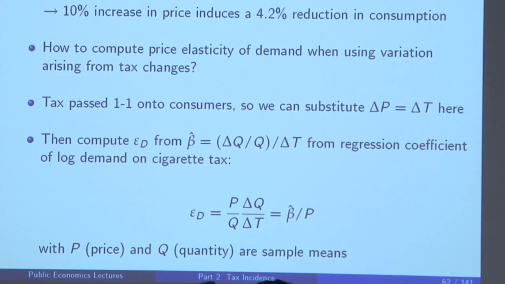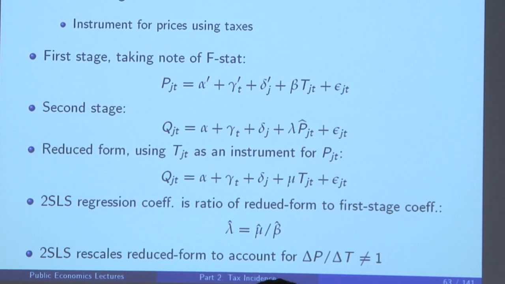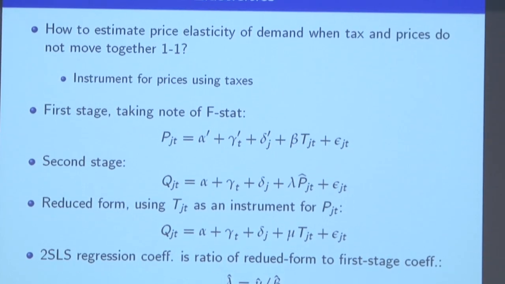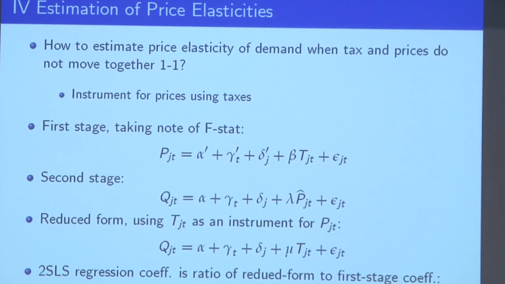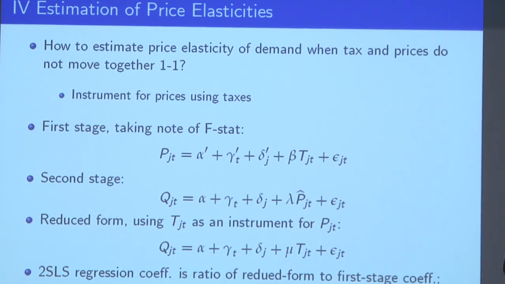But in practice, you typically don't have 100% pass-through. So that is taxes and prices do not move together one-to-one. And so what do you do in that case? What you do is you instrument for prices using taxes. And so this leads to a technique that's very commonly used in public finance, which is using taxes as instruments for the prices of interest.